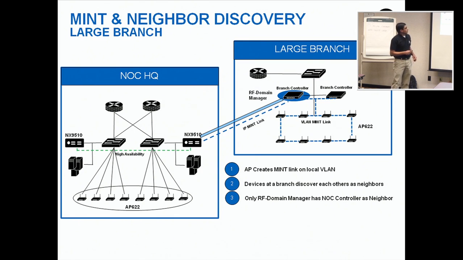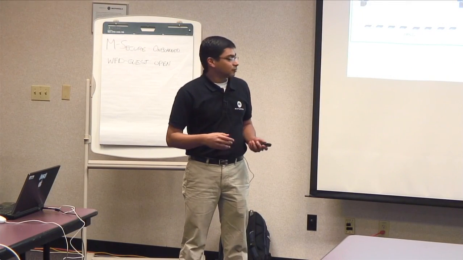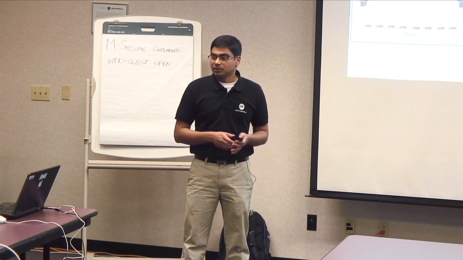Now, if you look here, as I explained earlier, it's the RF domain manager alone that maintains the Mint link back to the NOC. These devices don't have any clue about the NOC controller. They're not going to discover the NX9510 as a neighbor. It's this device that maintains the neighbor status with the NOC controller. That way, it helps reduce the number of route packets being broadcast across multiple sites, and the RF domain manager acts as the gateway between branch sites.